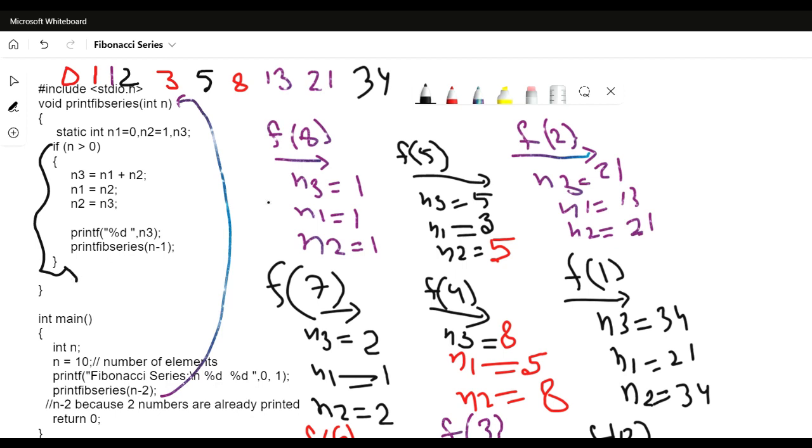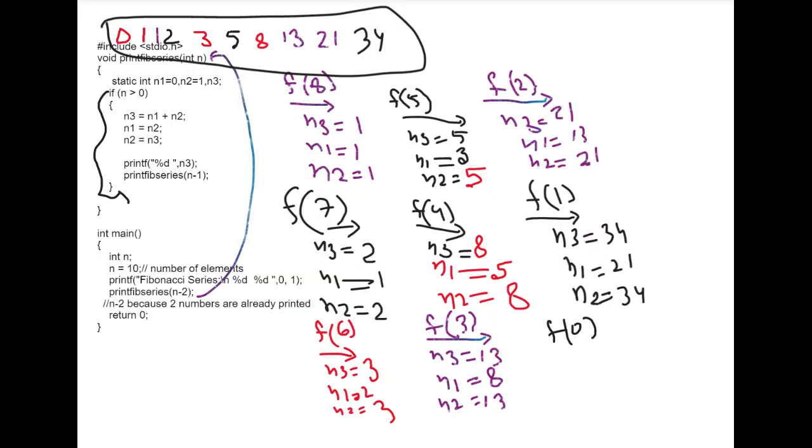So here you can see the statement will be executed successfully, and the Fibonacci series will be printed here: 0, 1, 1, 2, 3, 5, 8, 13, 21, 34.